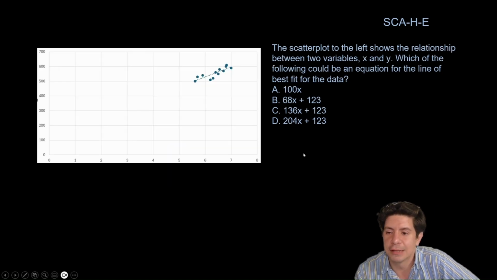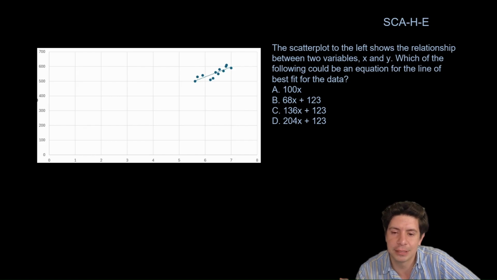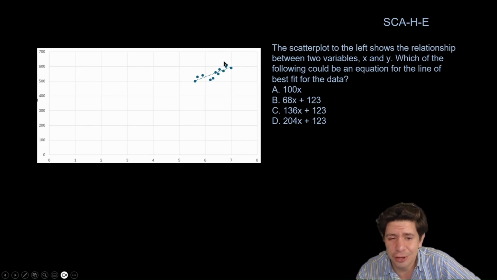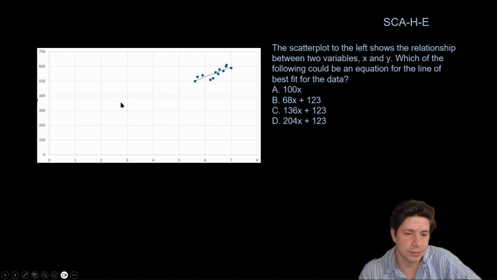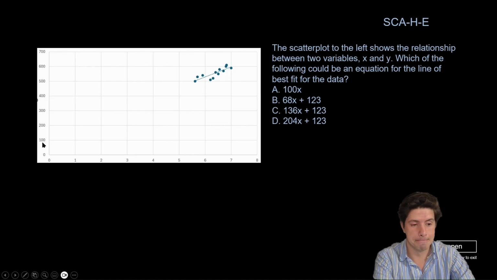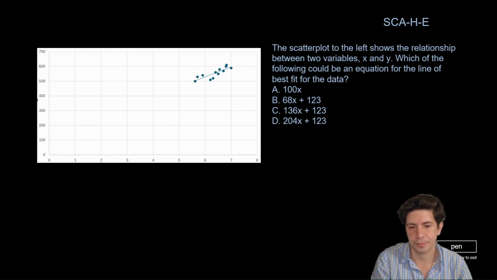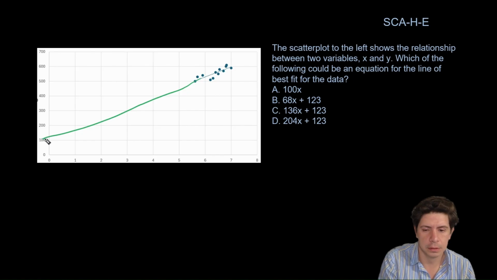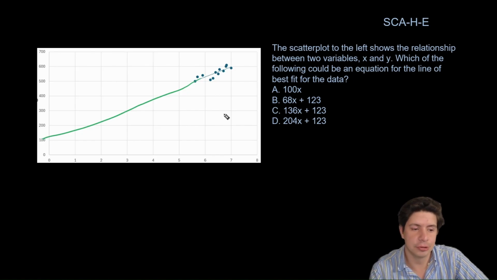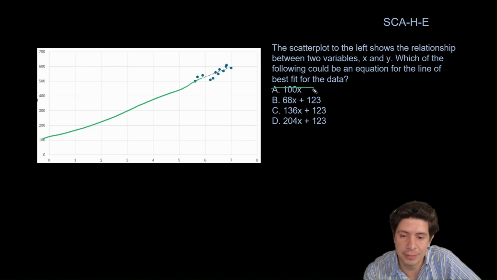The scatterplot to the left shows the relationship between 2 variables, x and y. Which of the following could be an equation for the line of best fit for the data? So here the data is all clustered together, all the way from the axes. But again, if you drew it out, what would it look like? You'd be drawing it out this way. It'd be hitting around 123, so it's not going to be A.